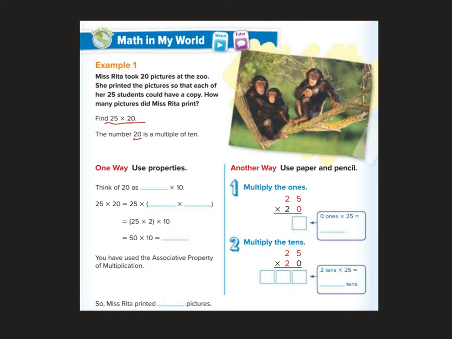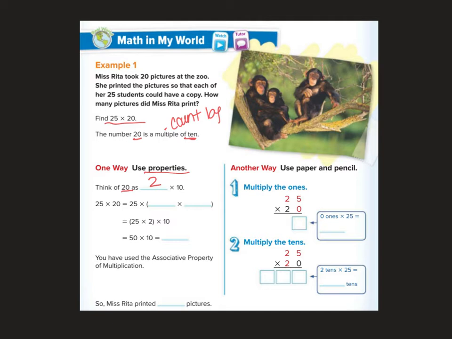So the number 20 is a multiple of 10, right? Multiple means count by. So if I count by tens, I hit 20, right? 10, 20. So one way is we can use properties. One way to multiply these numbers, we can think of 20 as 2 times 10.